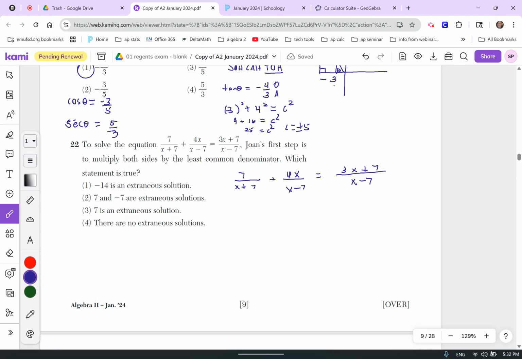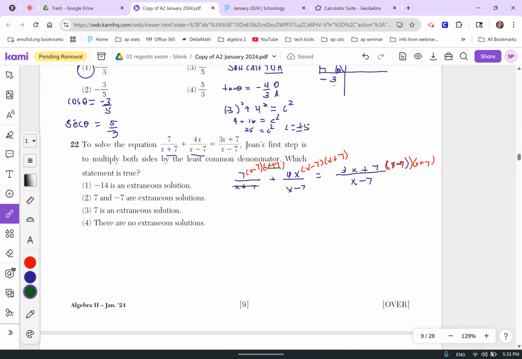The first thing you want to do is find the LCD, which turns out to be x minus 7 times x plus 7. So for each term, let me do that in red, you're going to be multiplying by the LCD. A lot of times students skip this step on the free response, and not only do they make a mistake and get the problem wrong, but they don't get partial credit. You really have to do this step that I'm showing you.